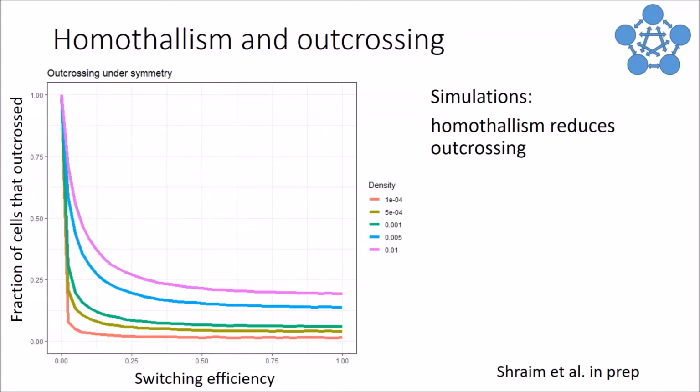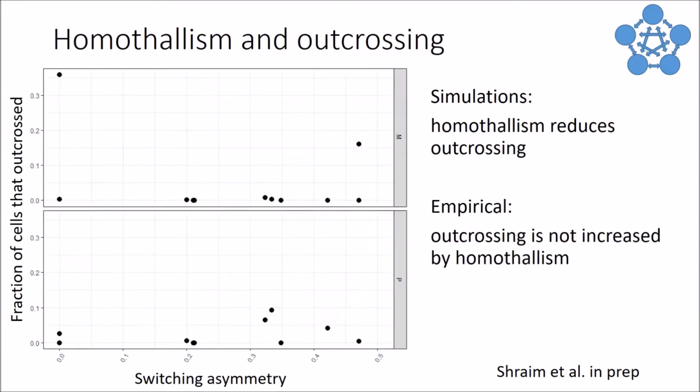And this is mostly because as soon as a cell has mated with itself, it's no longer available to outcross with another individual. And a heterothallic strain always, by definition, has to outcross. So that's why we are here at 1. So homothallism actually reduces the amount of outcrossing. It will not increase outcrossing.